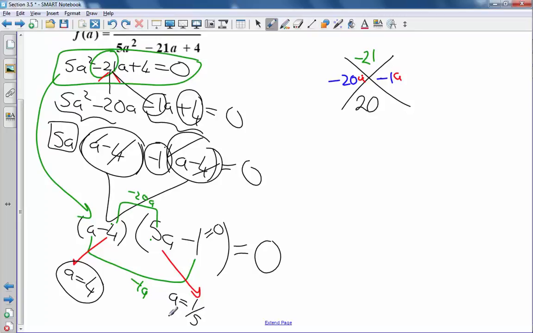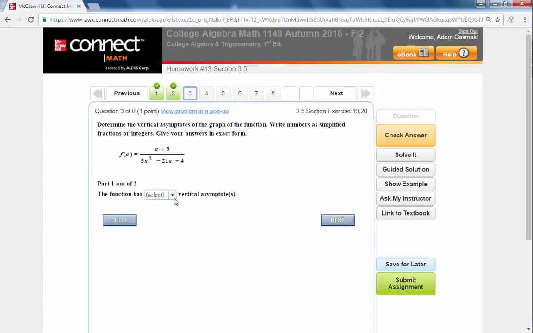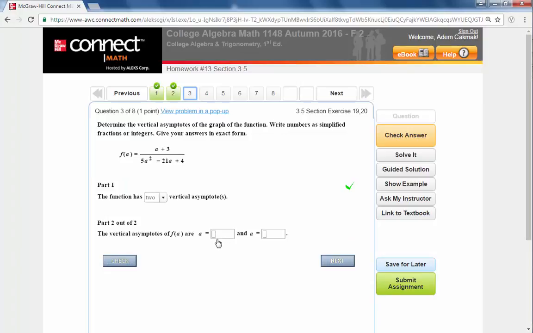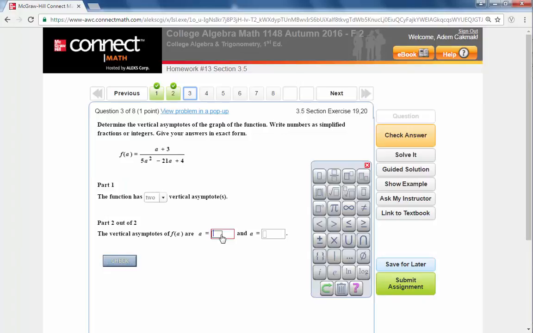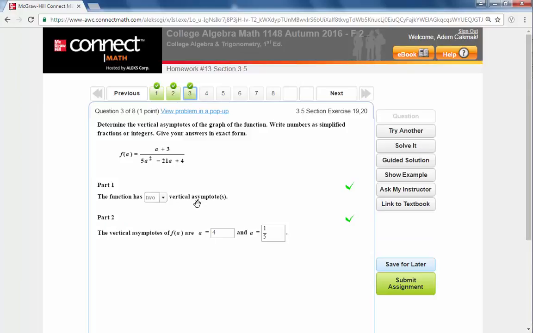Alright, we're not going to call them A. When they go to here, we're going to call them x, because vertical asymptotes are in the form x equals something. No, they wanted a. Oh, vertical asymptotes. Oh, f of a, because that's what they call it, f of a. Yeah, it's not x. So what was that? 4, and 1/5. Yeah, very good.